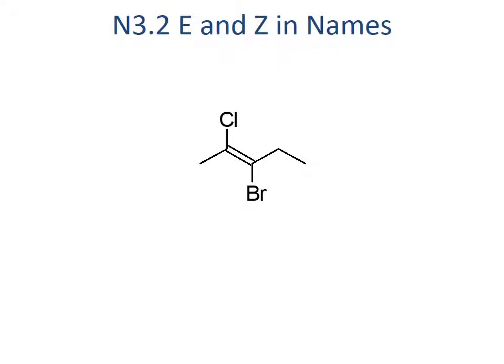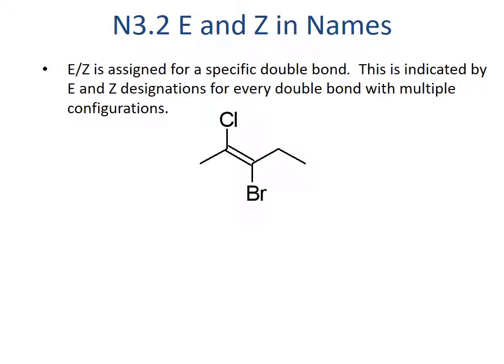Here's an example. Let's start out by agreeing on the base name. You choose yours, I'll choose mine. Ready? 2-chloro-3-bromo-2-pentene? I'm glad that we agreed.